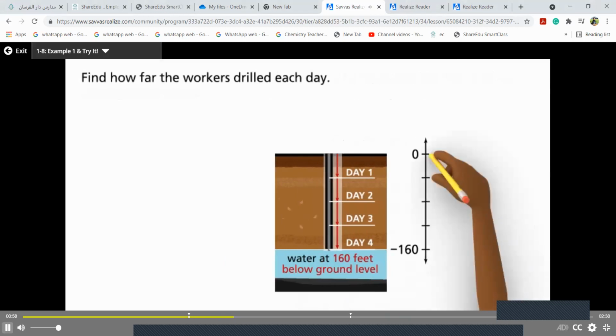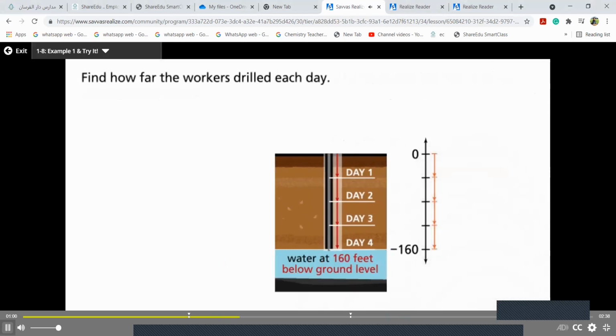Malak, why did you choose minus 160? Because they're going lower. Yes, they are going below the ground level. Very good, Malak.